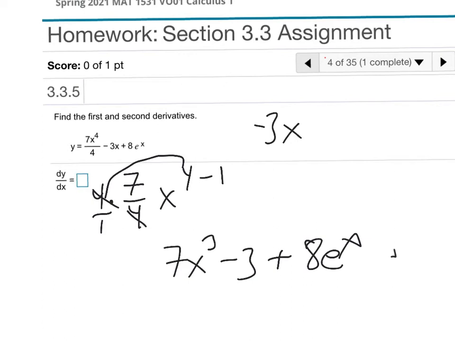Now, if I want to do the second derivative, I'm going to do it again. So see, I didn't do that whole problem here. See how it's saying first derivative and then second derivative. So part 2 of this question would be find the second derivative.